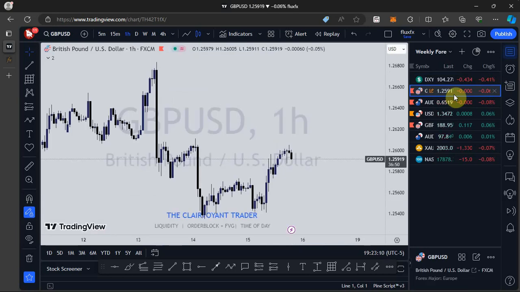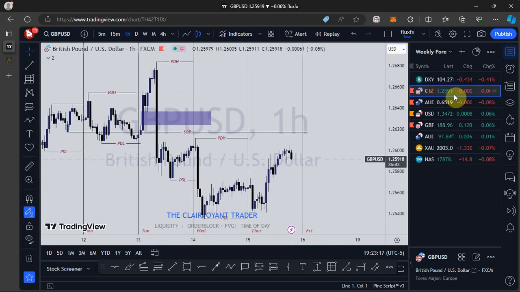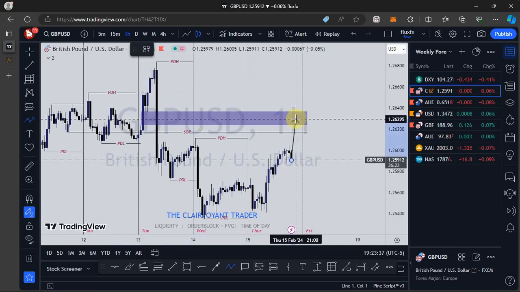For GBPUSD, I was also expecting that Thursday will give us some form of a continuation to the downside, but it happens that we are seeing price pushing to the upside as it stands now. Remember this inverse fair value gap that I showed you is still valid. So we can see price continue to push to the upside, tap into that inverse fair value gap before we see a push to the downside.